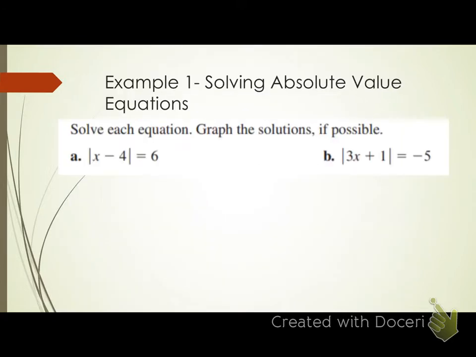Okay. Solve each equation. Graph the solutions if possible. Letter A. Absolute value of x minus 4 equals 6. Can anyone help me out here? Setting up my two equations.